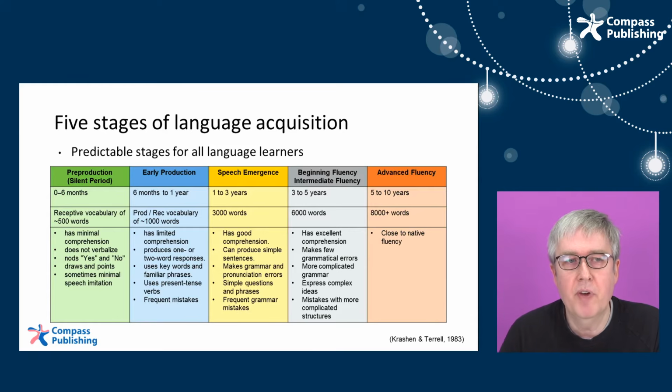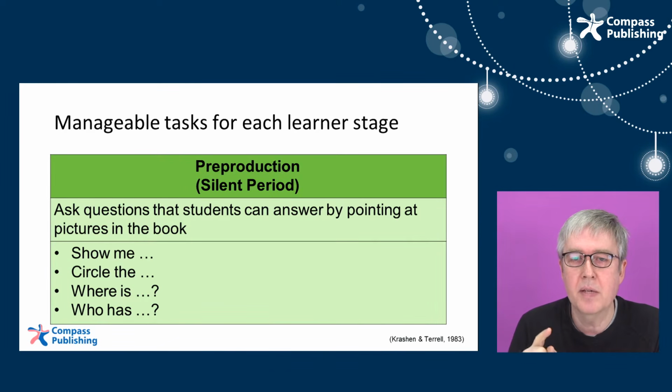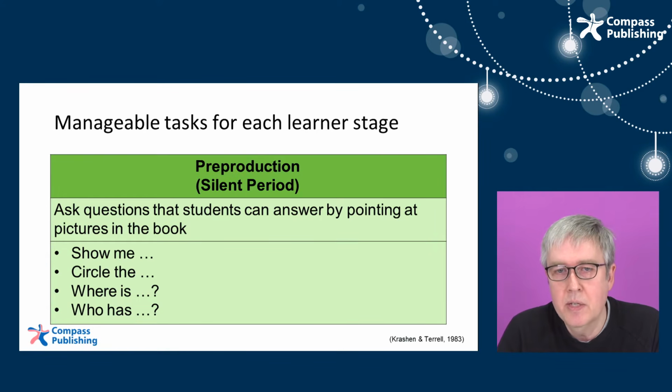So for each of these stages, pre-production, early production, speech emergent, and fluency, there's different kinds of activities that we can give to students. What we're going to focus on is just comprehension activities, but this applies to all kinds of activities, all kinds of tasks. So for the pre-production students that are just starting to learn, they have only basic communication skills, the best option is to ask them questions or give them tasks that involve pointing or single word answers.